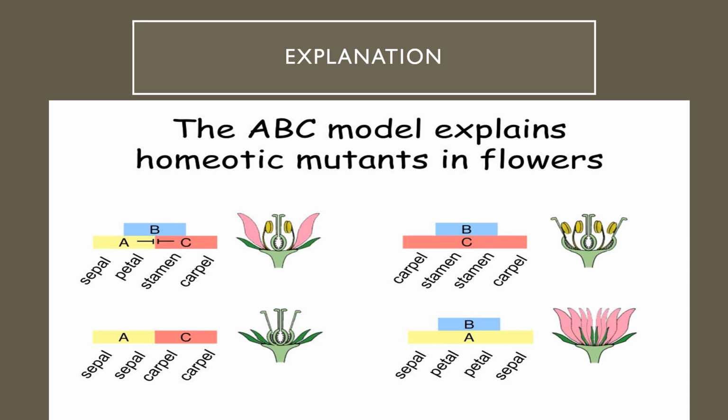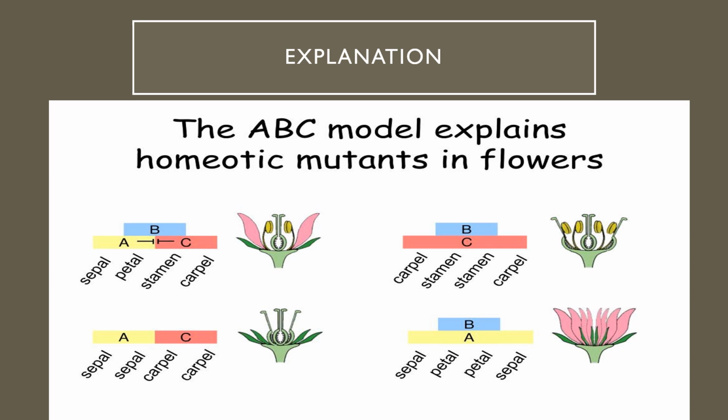This is the normal flower. Here all four whorls or layers are present, that is the sepal, petals, and stamen and carpel. Okay, the ABC model explains the homeotic mutants in flowers.